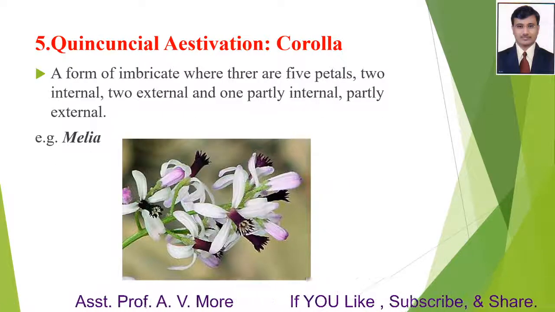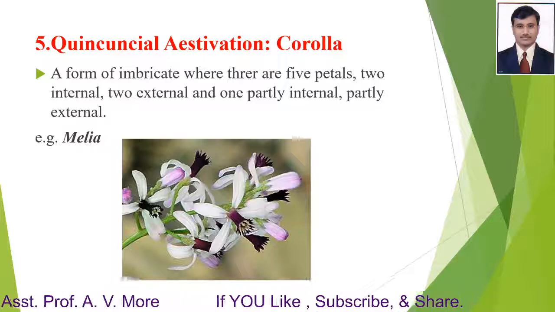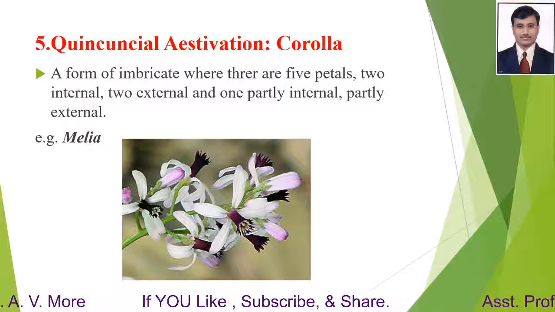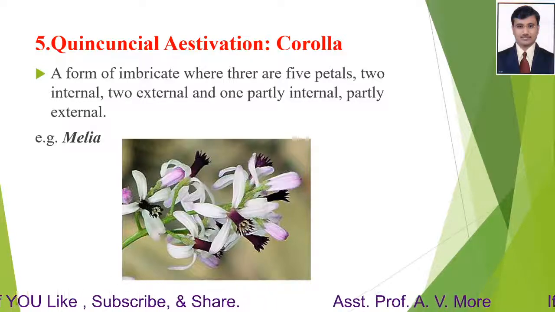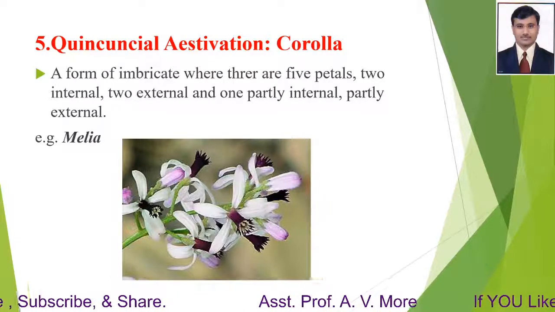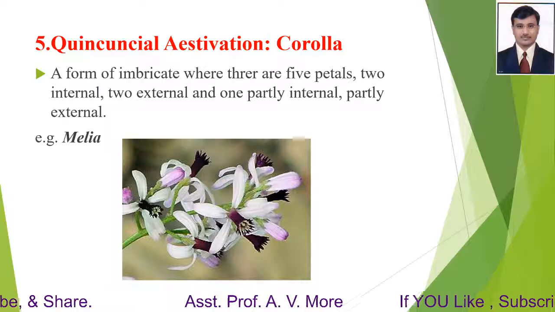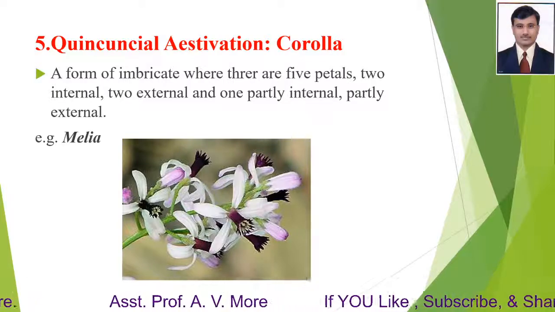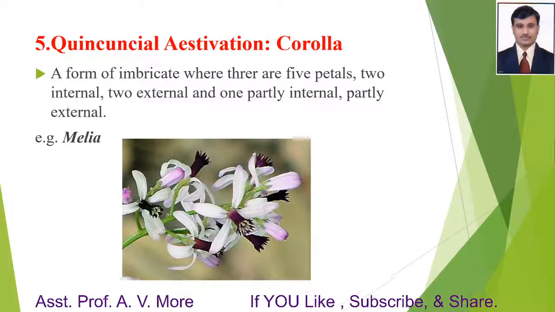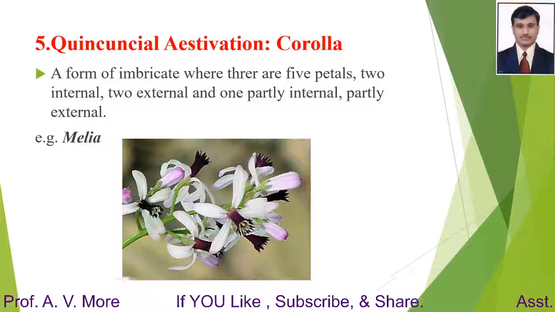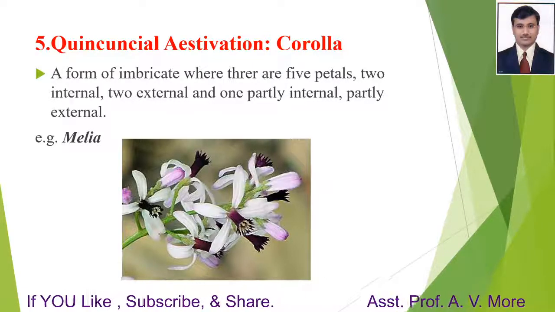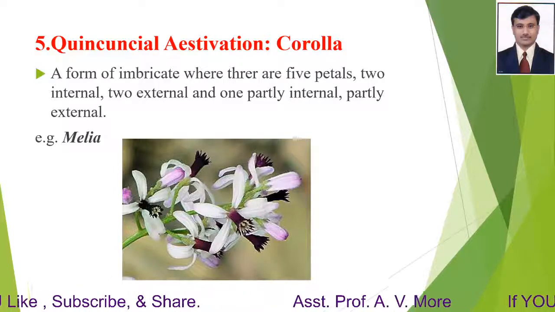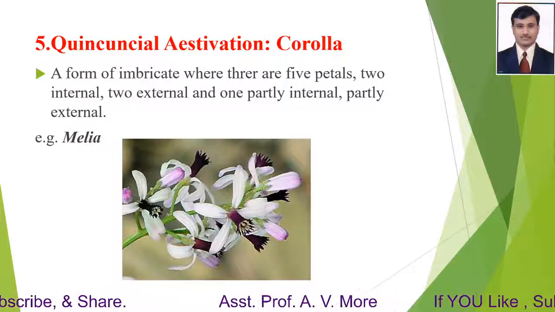Fifth aestivation, that is quincuncial aestivation. In that aestivation, a form of imbricate where there are 5 petals, 2 internal, 2 external, and 1 partly internal and partly external. This type of aestivation is called quincuncial aestivation. Example, Melia azedarach.